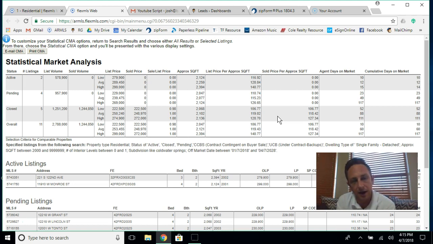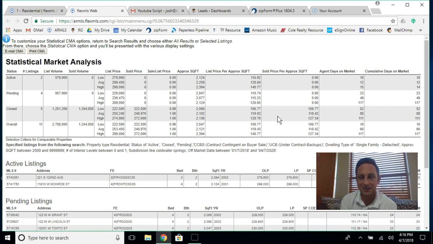$279,900, $299,000, average amount $289,450. Now sold price again hasn't happened. Sold list price hasn't happened. You have the home we are looking at, which is 2,394 square feet, and then you have the other home, which is 2,124. If you average them out, that's 2,259.